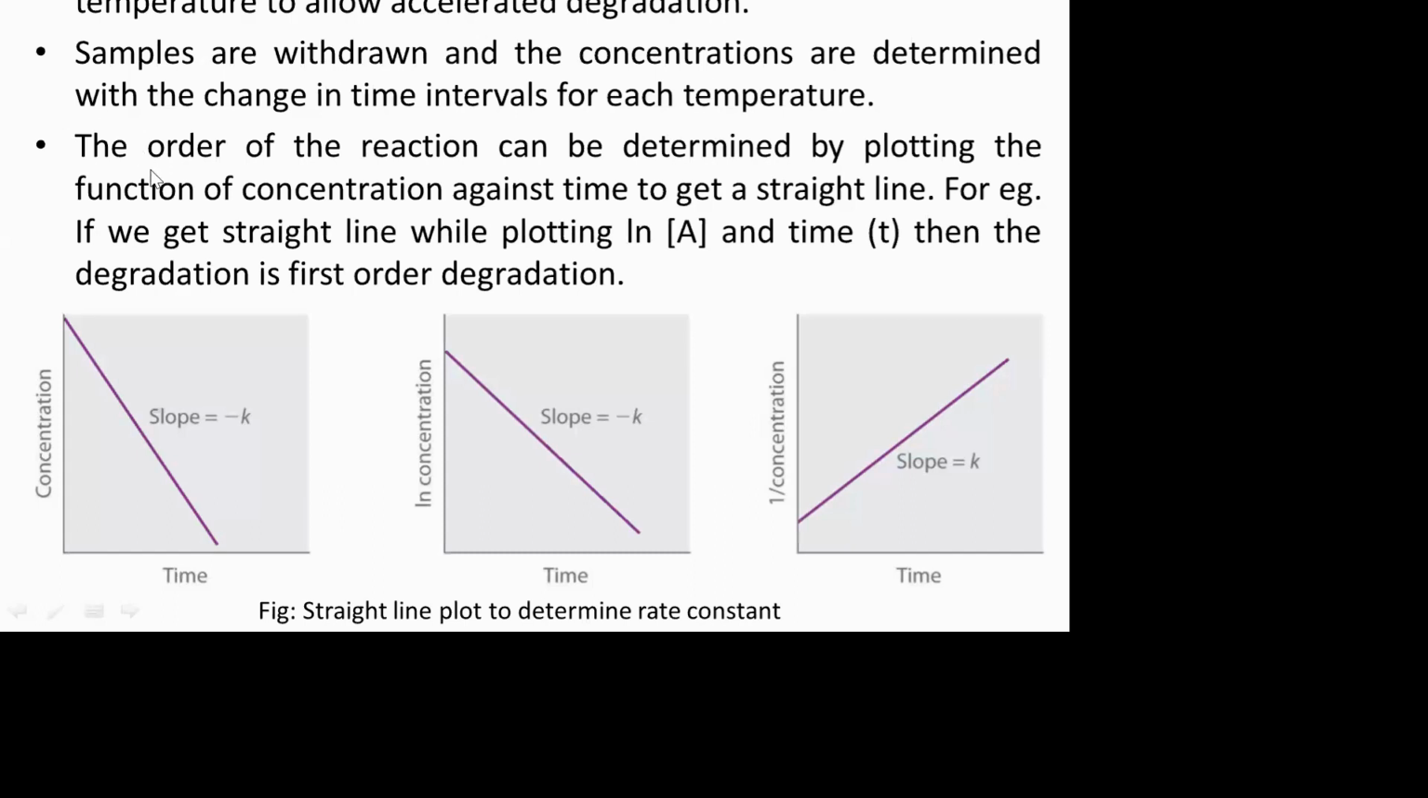The order of reaction can be determined by plotting the function of concentration against time to get the straight line. For example, if you get the straight line while plotting ln a and time t, then the degradation is first order kinetics.